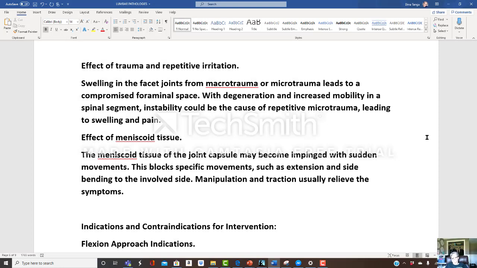Effect of trauma and repetitive irritation. Swelling in the facet joints from macrotrauma or microtrauma leads to a compromised foraminal space. With degeneration and increased mobility in a spinal segment, instability could be the cause of repetitive microtrauma, leading to swelling and pain. Effect of meniscoid tissue. The meniscoid tissue of the joint capsule may become impinged with sudden movements. This blocks specific movements, such as extension and side bending to the involved side. Manipulation and traction usually relieve the symptoms.